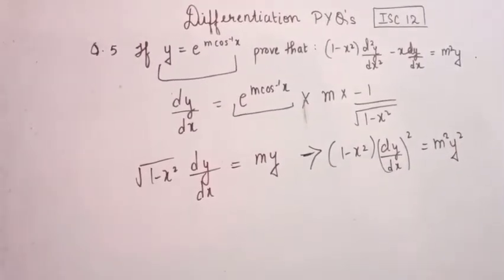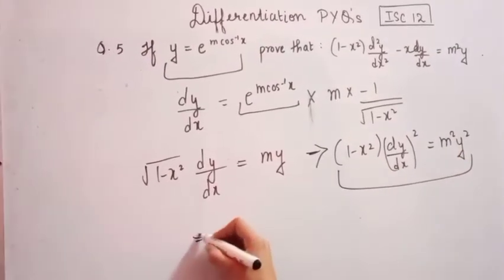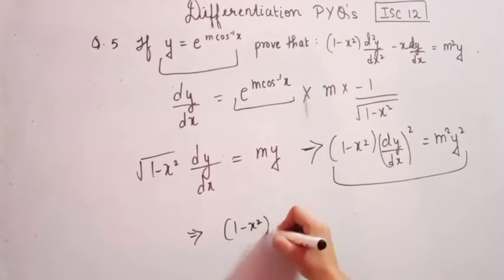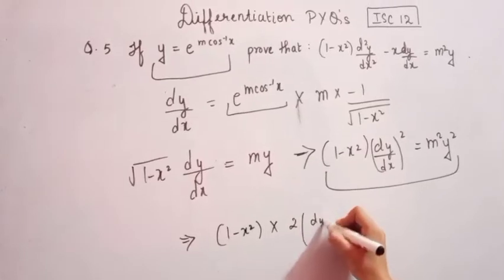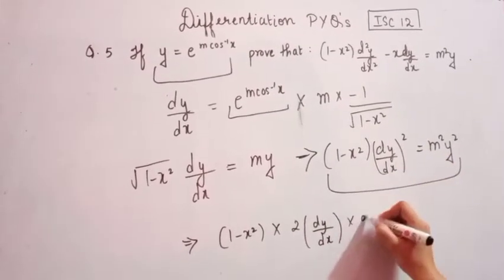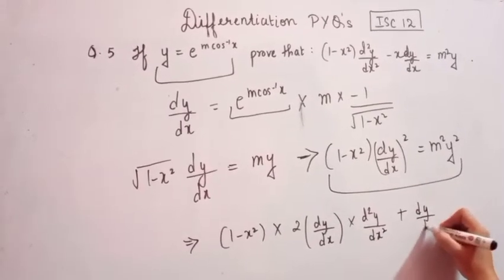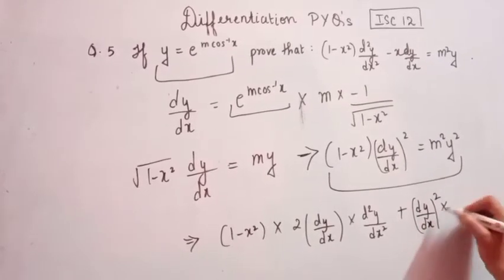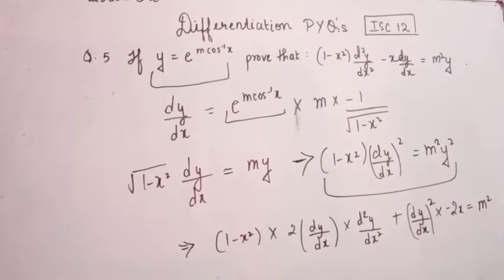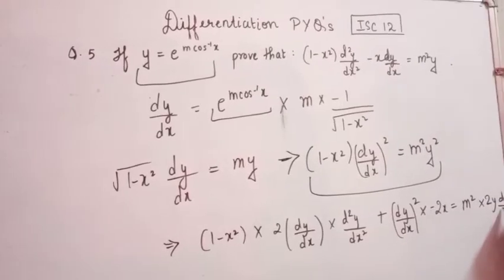So this was the question. We are solving it further. Applying product rule, we get 1 minus x square into 2 dy by dx multiply differentiation of dy by dx, that will be d2y by dx square, plus dy by dx whole square into differentiation of this, which will be minus 2x, equals to m square, that is a constant, it will not be differentiated, into 2y dy by dx.